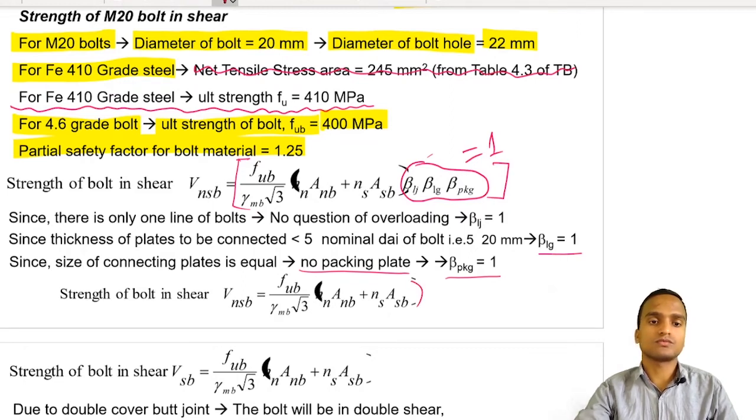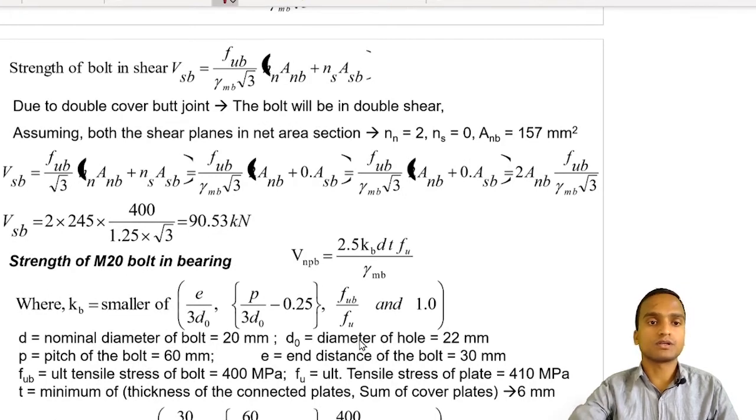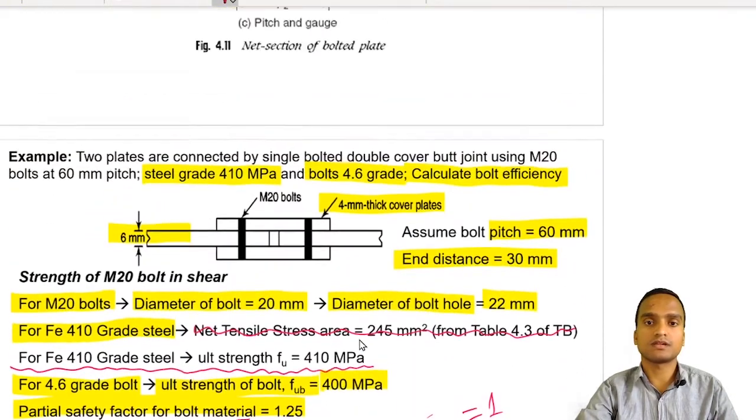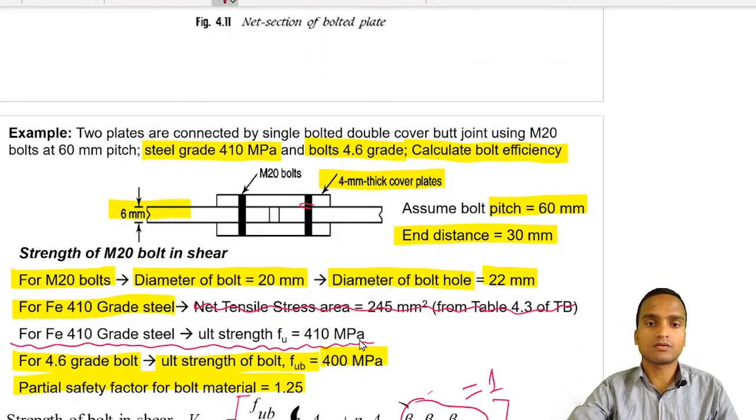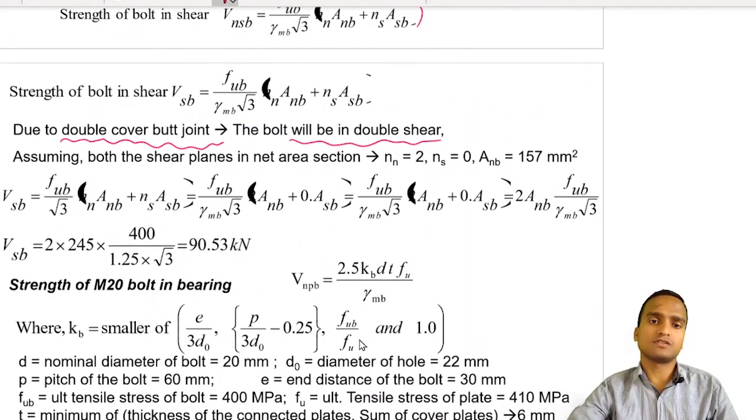So we can calculate the nominal shear strength of the bolt, and it is a double cover butt joint. So the bolts will be in double shear, isn't it? There are two shear planes. The first shear plane is here on this level, and the second shear plane is on this level. So this is a double shear case. And since there is nothing given in the diagram as well as in the question, you can assume whatever you like.